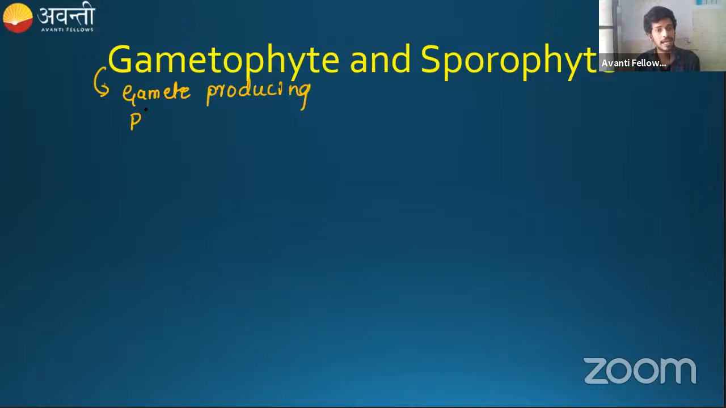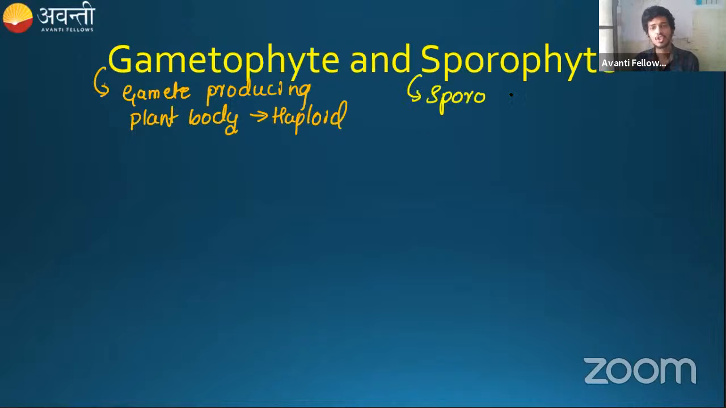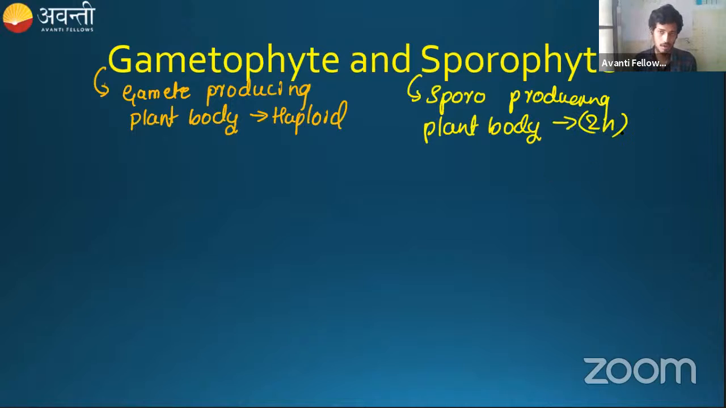Gamete producing plant body, and how will it be? It will have the haploid nature. Yes. What about the sporophyte then? The name suggests it, right? Spore producing plant body. And how will it be? This will have 2n, right? It has 2n ploidy, or diploidy.